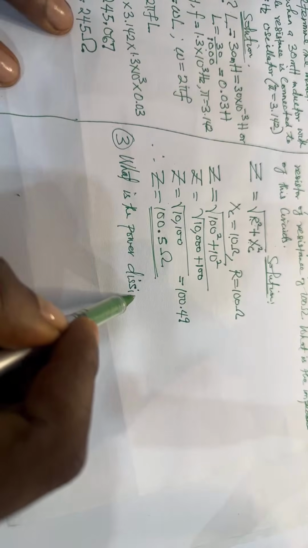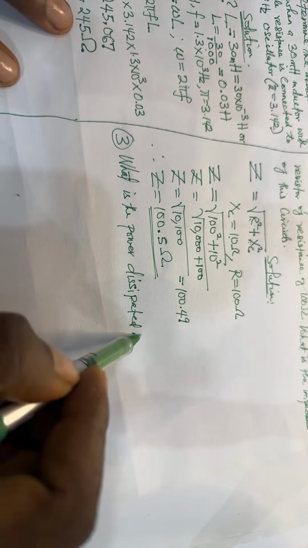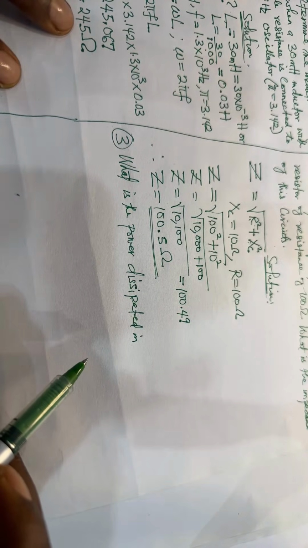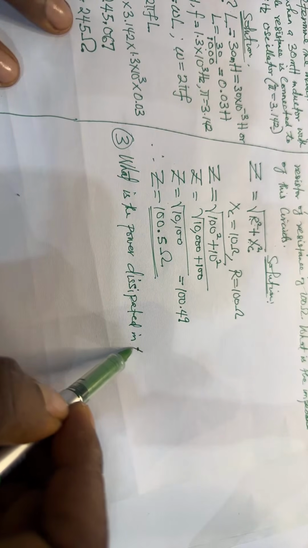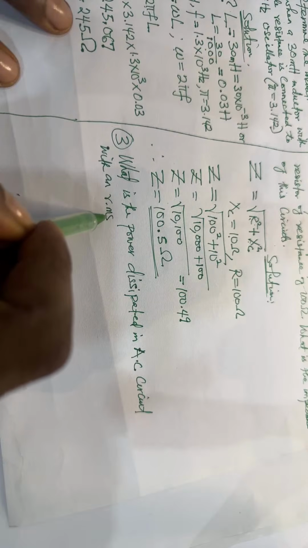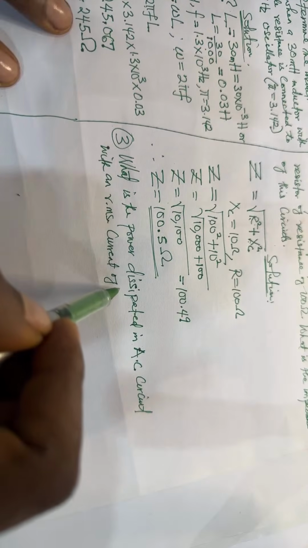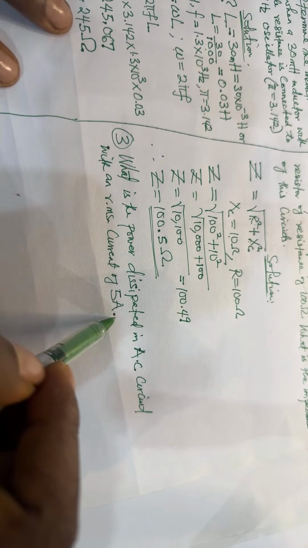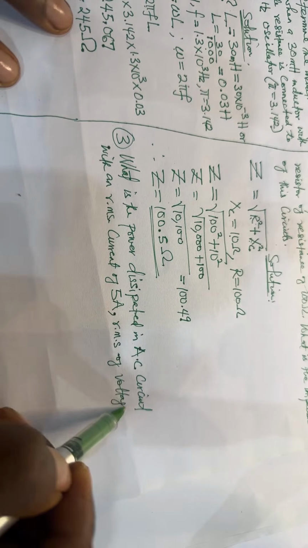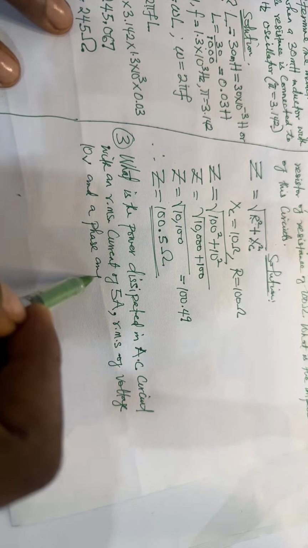So what is the power dissipated in an AC circuit with an RMS current of 5 ampere, RMS voltage 10 volts, and a phase angle 60 degrees.